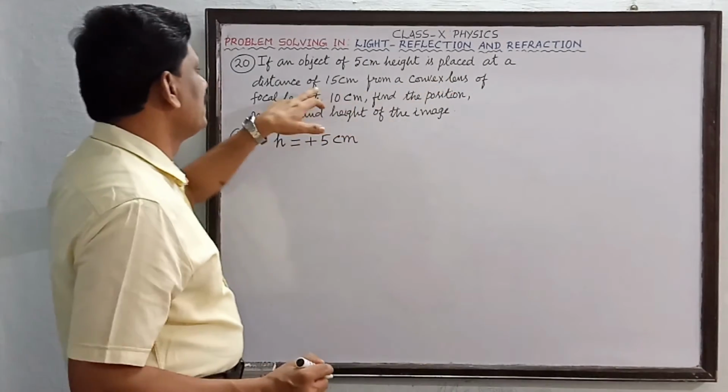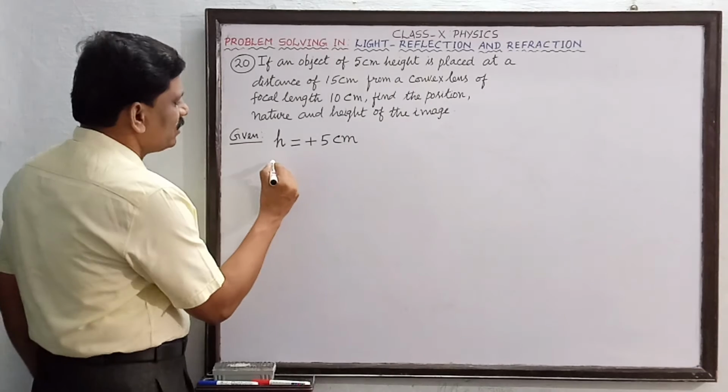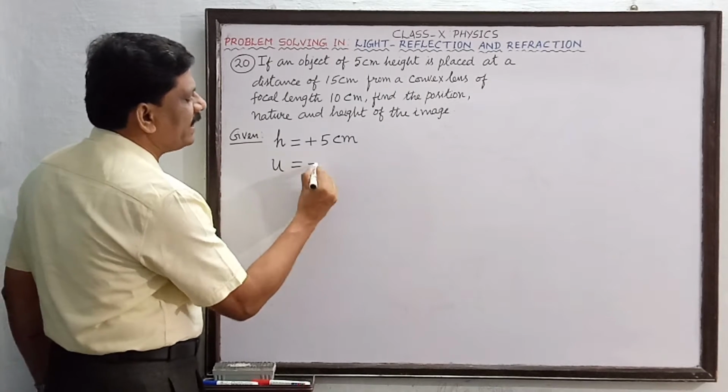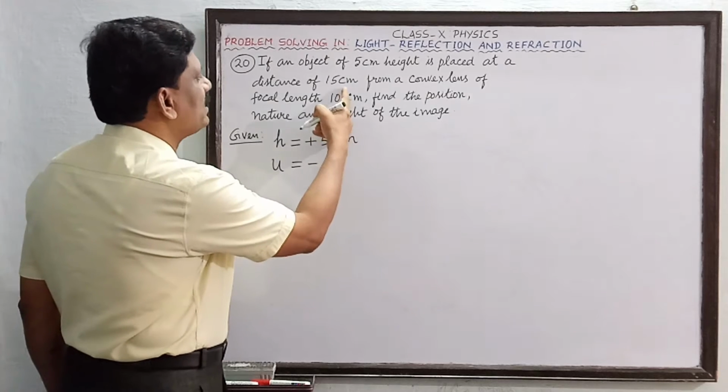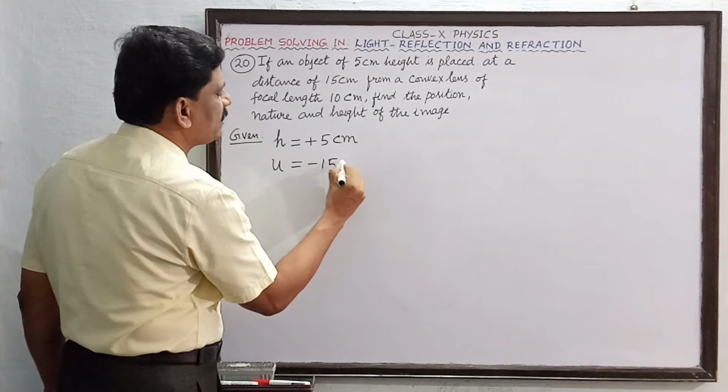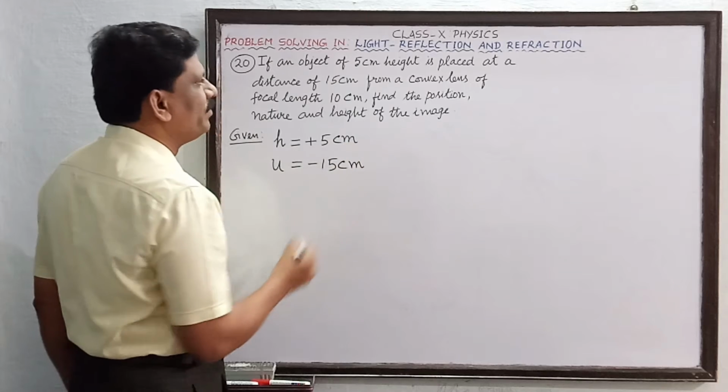Then it is placed at a distance of 15 centimeter. Object distance is always negative. Okay students, it is negative. And how much is it? 15 centimeter. So u is equal to minus 15 centimeter.